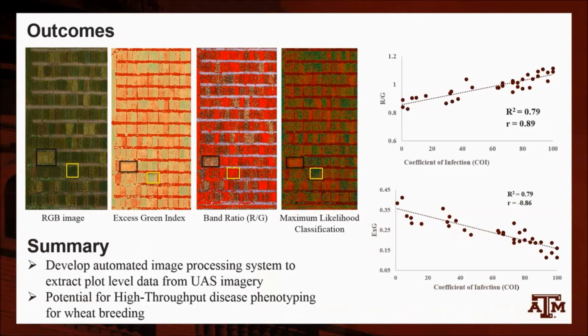So what these indices did is they were able to isolate those two different plots based on the severity of the disease in the field. And after extracting the data from the field, we could see that the excess green index and the band ratio both were highly correlated with the coefficient of infection. So to summarize, we can say that this simple technology of aerial imagery can be a helpful tool for high throughput phenotyping, particularly for disease phenotyping.